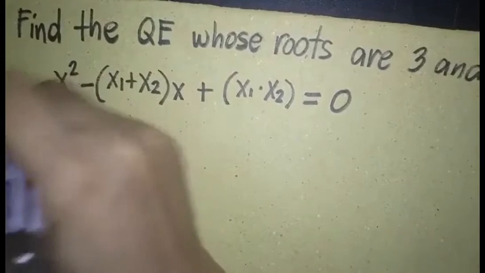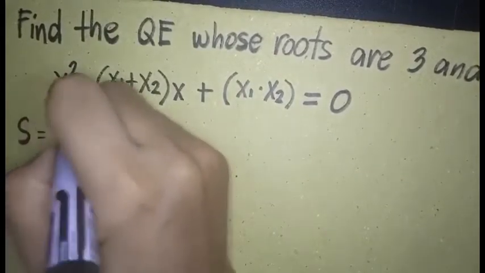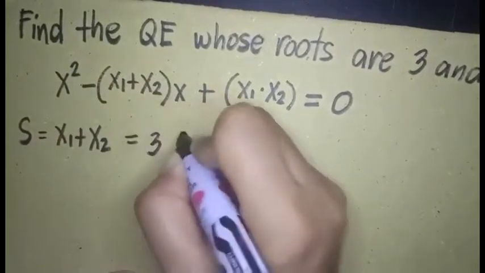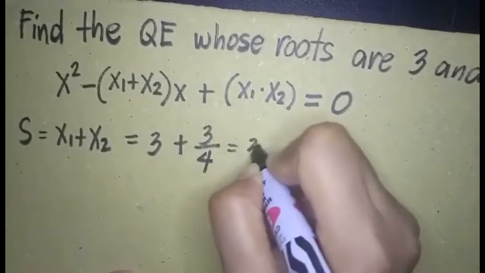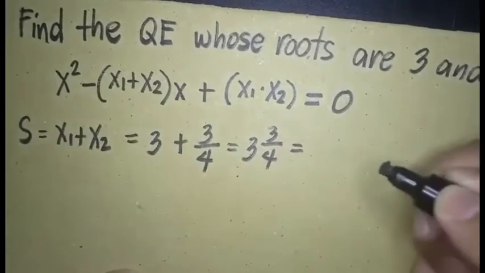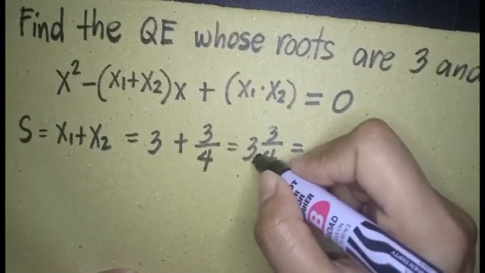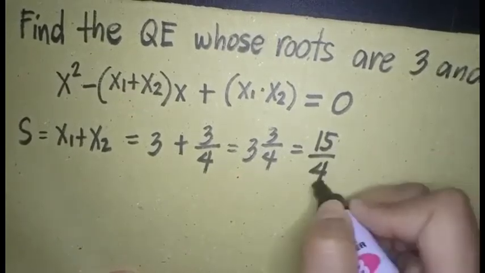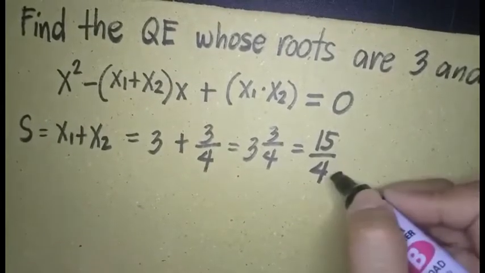So, let us determine the sum. Our sum is x1 plus x2, of course. So, therefore, we have 3 plus 3/4. 3 plus 3/4 is 3 and 3/4, which is equal to, in improper fraction, 4 times 3, 12, plus 3. So, we have 15/4. That is our sum, I should say. So, our sum is 15/4.